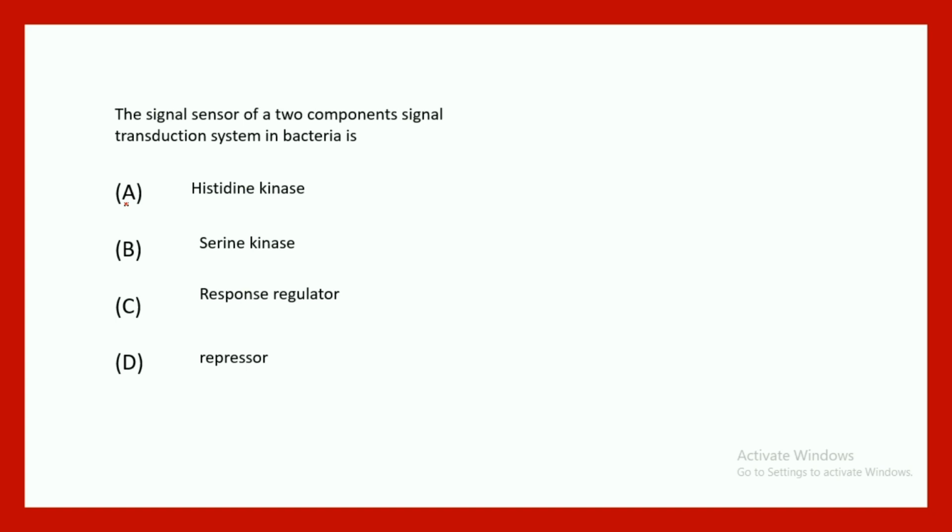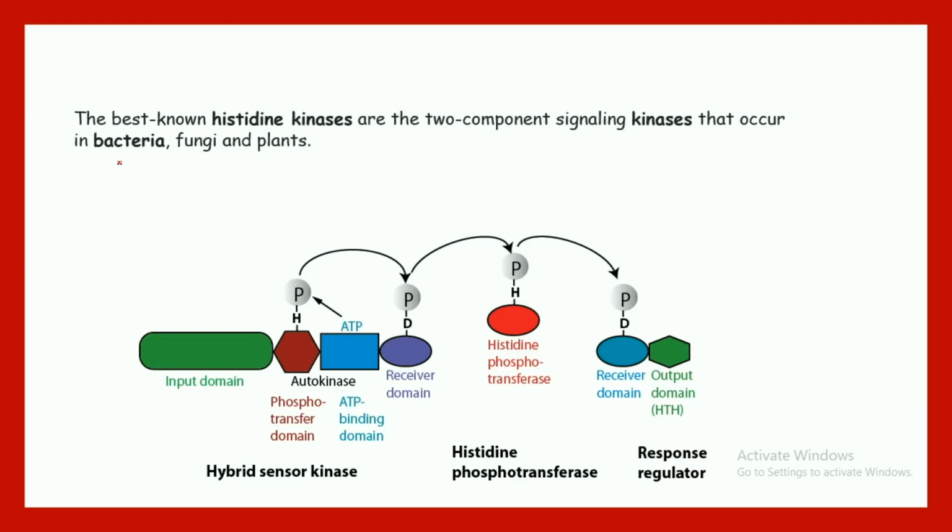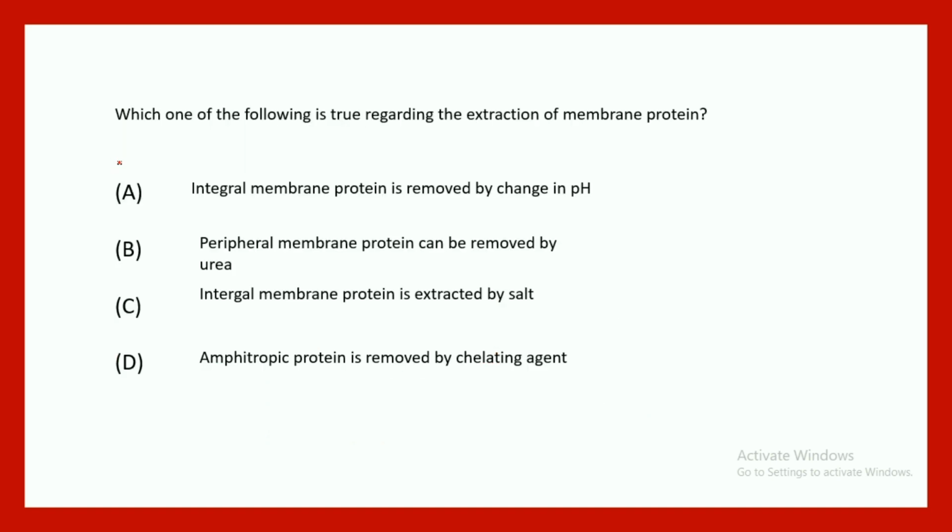And next we move on to the signal sensor for a two-component signal transduction pathway: histidine kinase, serine kinase, response regulators, repressors. The option is histidine kinase. So histidine kinase and the two-component signaling system I have explained in a different video. I'll put it shortly. Now, which of the following is true regarding the extraction of membrane proteins?